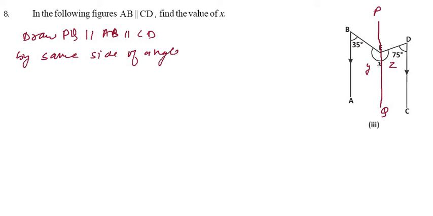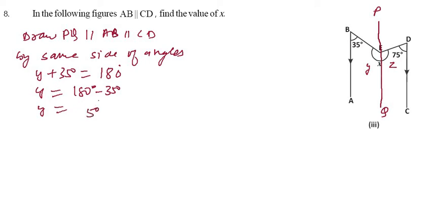Same side of angle, so y plus 35 will be equal to 180 degree. So y will be equal to 180 minus 35 degree. Subtract this: 10 minus 5, that is 5. And here is 7, 7 minus 3, that is 4. And it is 145 degree.